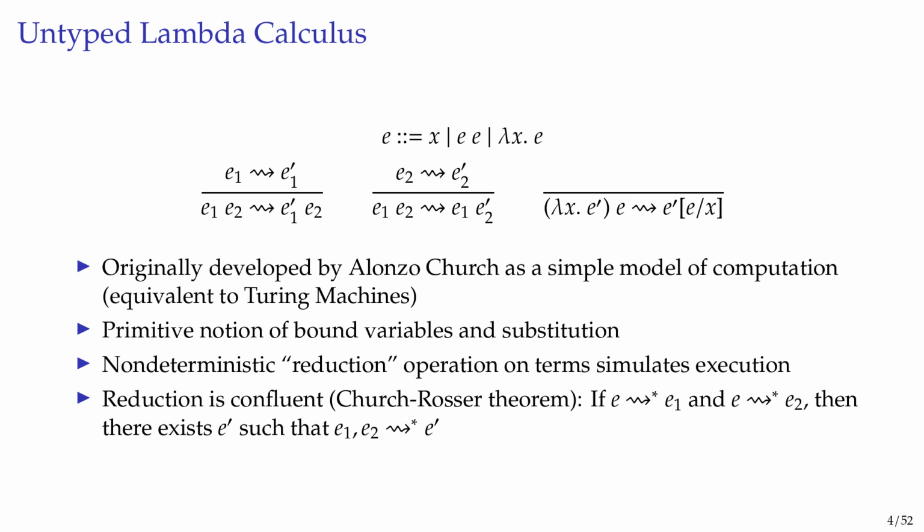It has a primitive notion of bound variables and substitution, and there's this non-deterministic reduction operation because you can perform beta redexes anywhere in the term, which simulates execution. In particular, the reduction is confluent. It satisfies the Church-Rosser theorem, which says that if E reduces in n steps to E1 and to E2, then there exists some E prime such that they can both come back together. This doesn't say that the reduction stops, but only that whenever you diverge, you can eventually come back together.